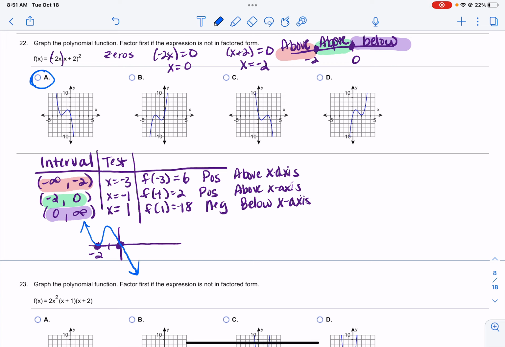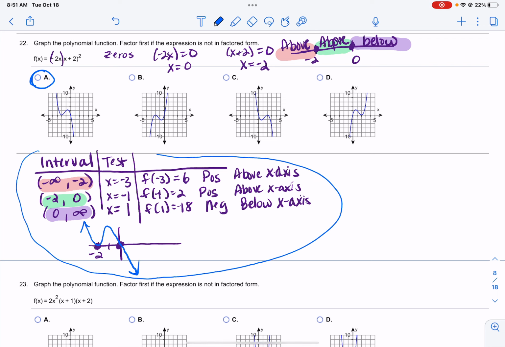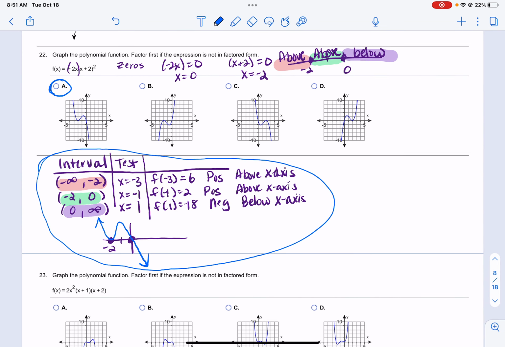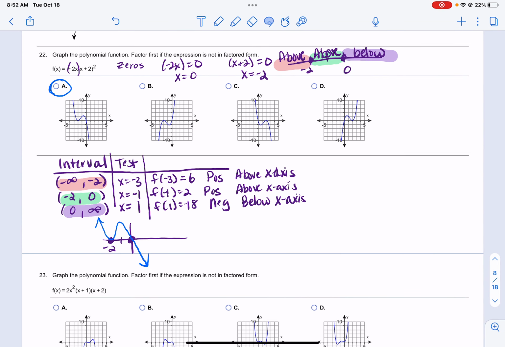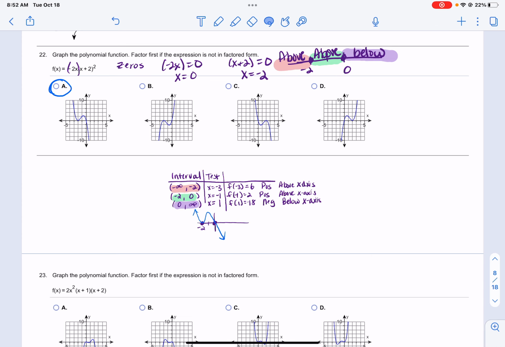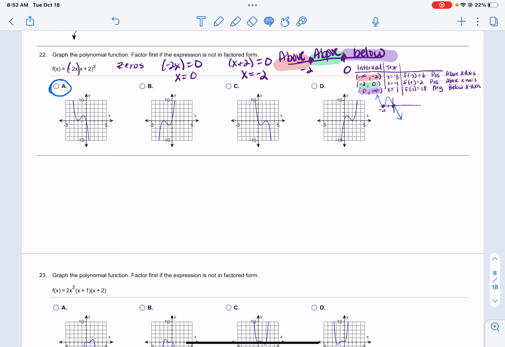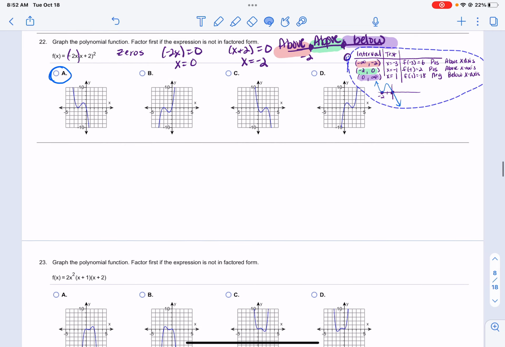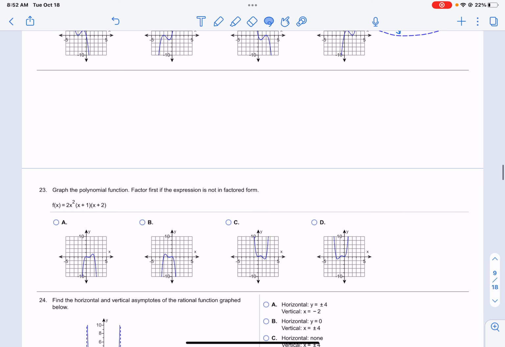We're going to do the similar technique for graphing number 23. So I'm going to shrink this down, give me just a second here, just so we have space. Let's look at number 23.